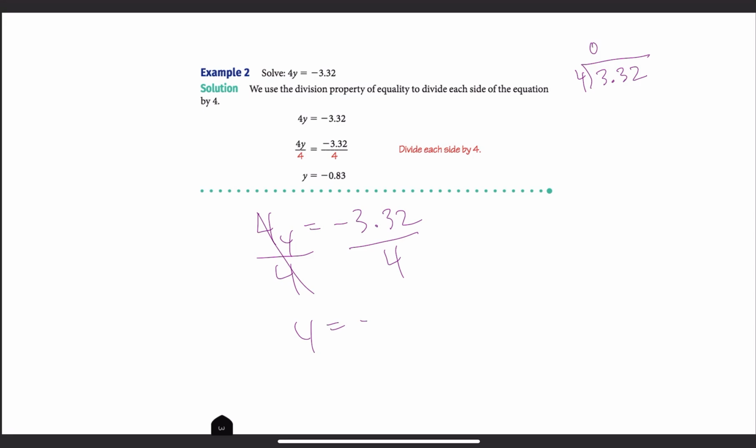Four won't go into 3, but it will go into 33 8 times. So it goes in evenly. So negative 0.83. And it makes sense that it would be less than 1, because if 4y was 3 and a bit, then 1y would have to be less than 1.